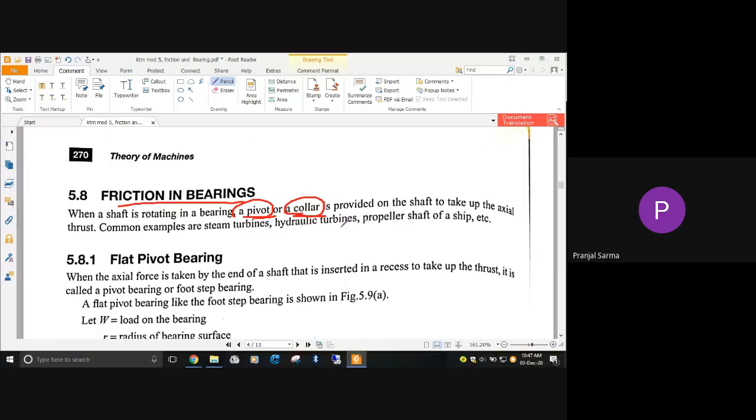Otherwise, what will happen? The bearing and the shaft may misalign, and if the alignment is lost, the bearing will not be able to properly support the shaft. If the shaft moves from its position, from the axis of rotation it is intended to have, ultimately it's a kind of failure. So to take up the proper axial or thrust loading, we generally provide the pivot or the collar.